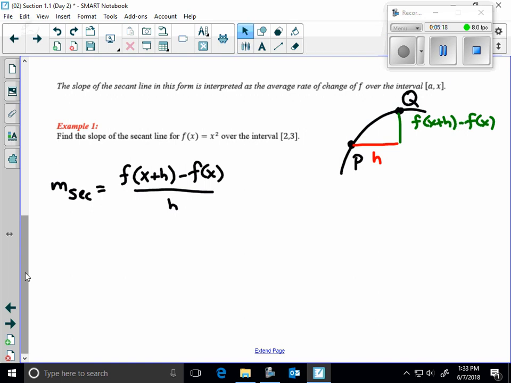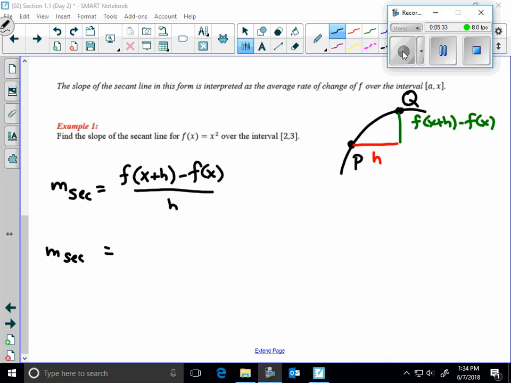So let's do a little bit here and figure out what's going on. Okay, so f of x plus h, well, that's just going to be our input here, our output at q. This is our output at q. This is our y value at q. Well, our y value at q would be whatever our output is for f of 3.